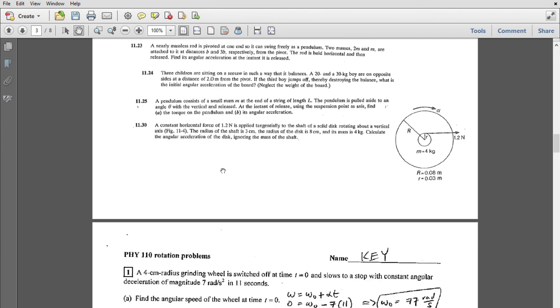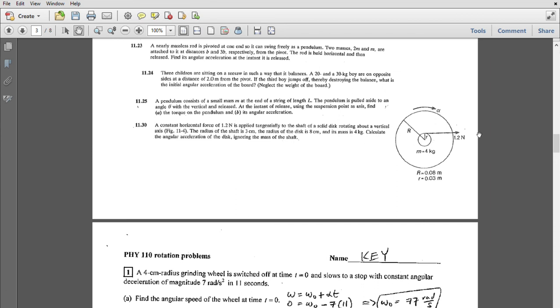Problem 30. A constant horizontal force of 1.2 newtons is applied tangentially to the shaft of a solid disc rotating about a vertical axis. So we're looking down from the sky in this case. In other words, the axis is coming out of the page, but it's going up vertically, so there's no gravitational kind of thing we need to worry about in this problem. The radius of the shaft is 3 centimeters, radius of the disc is 8 centimeters, its mass is 4 kilograms. Calculate the angular acceleration of the disc, ignoring the mass of the shaft.